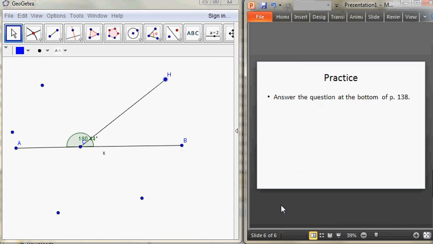All right, we have one simple practice question. I'll let everyone try to answer the question at the bottom of page 138, and that's it for your practice.